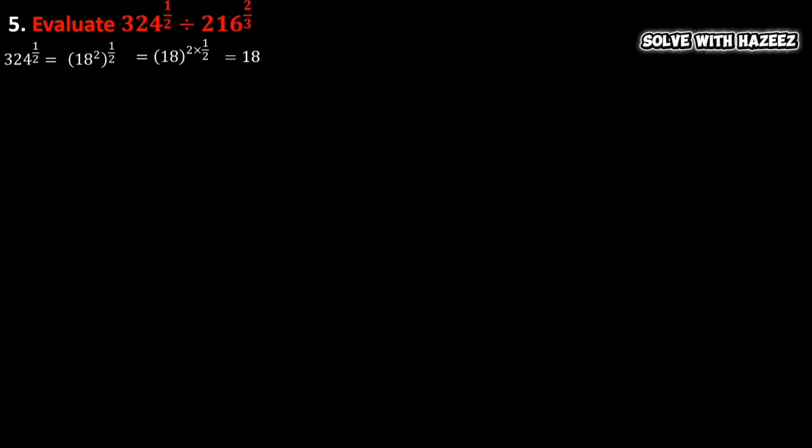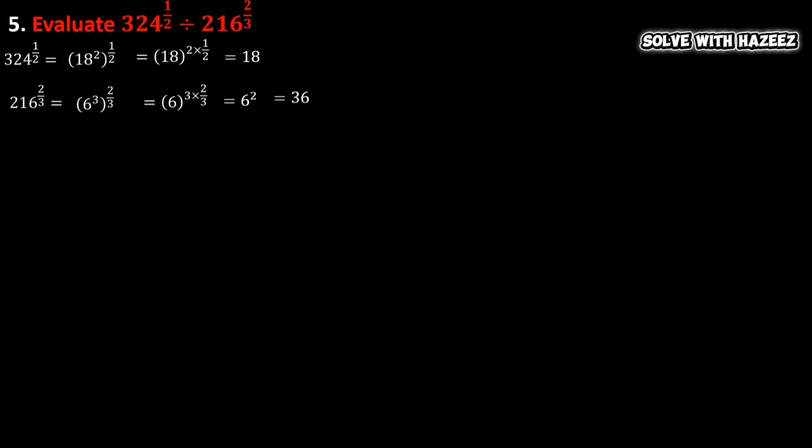So coming down to 216 raised to the power 2 over 3. We can rewrite this as 6 raised to the power 3, all raised to the power 2 over 3, because 6 raised to the power 3 is 6 times 6 times 6, which is the same thing as 216. So applying the power laws as well, we are going to be having 6 raised to the power 3 multiplied by 2 over 3. 3 will cancel out 3. We are going to be having 6 squared, and 6 squared is equal to 36.